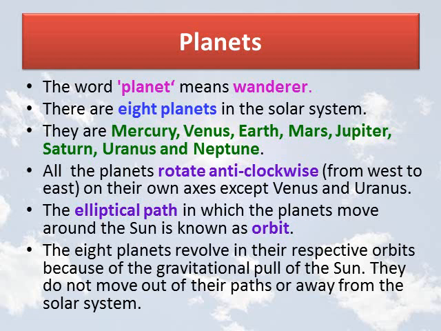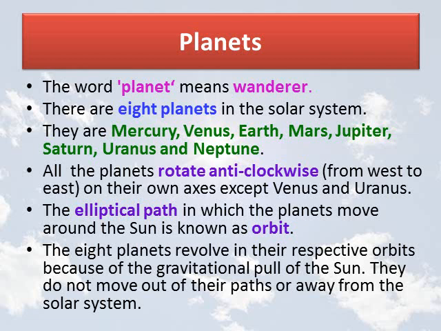W-A-N-D-E-R-E-R, wanderer. Wanderer is a person who is roaming around. So the word planet means wanderer. There are 8 planets in the solar system. How many planets are there in the solar system? There are 8 planets. They are Mercury, Venus, Earth, Mars, Jupiter, Saturn, Uranus and Neptune.